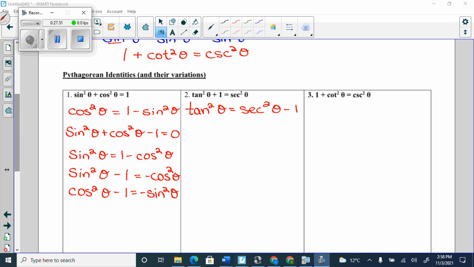Wrong. Next one we could do. We could move the tan squared over, so we could go 1 equals secant squared theta minus tan squared theta.